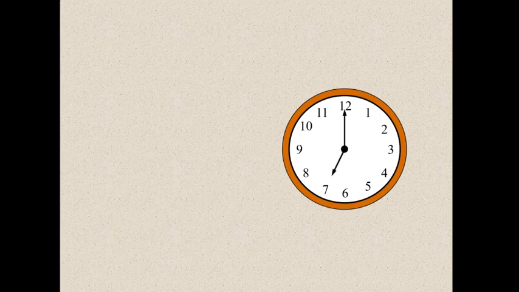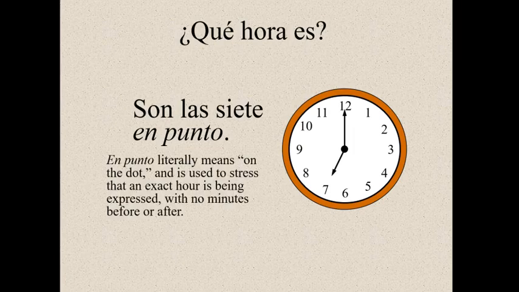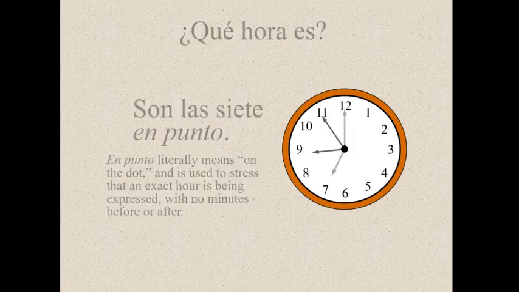It is 7 o'clock. So see if you can tell me how to say that in Spanish. Son las 7. Muy bien. When a time is on the dot, you can say en punto if it's an exact hour.